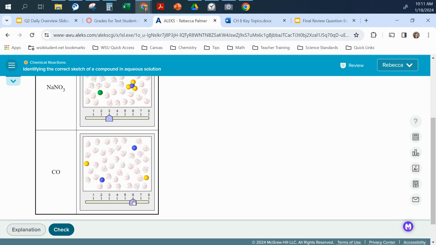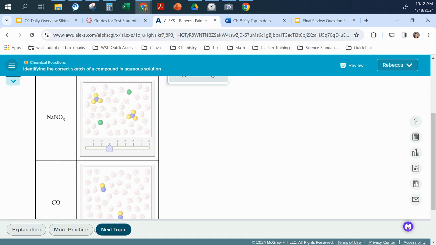That's wrong. This one's showing they're breaking apart. That's not true for covalent compounds. This has 3 types of atoms. This has 3 types of atoms. So this is going to be our best option. Does that make sense? Okay, let's do a few more.